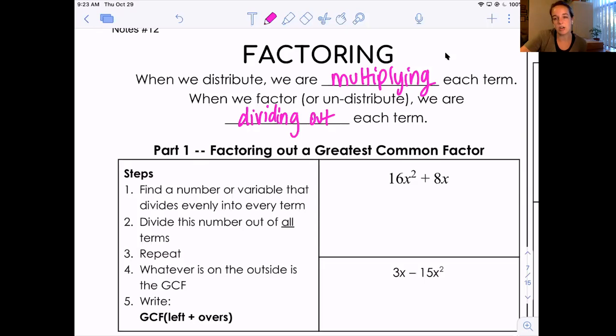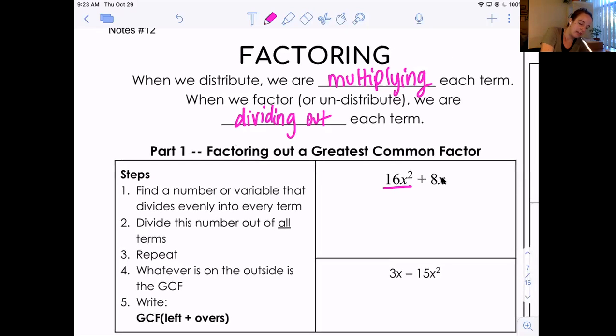We're going to factor out the largest possible number. We can take out a 2. We can also take out a 4 from 16 and from 8. We can also actually divide out an 8. So I'm going to find a number that divides out of all the different pieces here, and I'm going to take out the 8 from both.